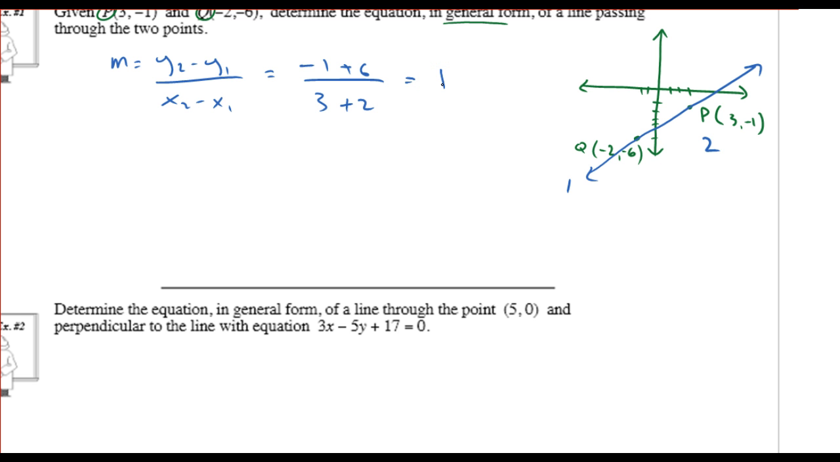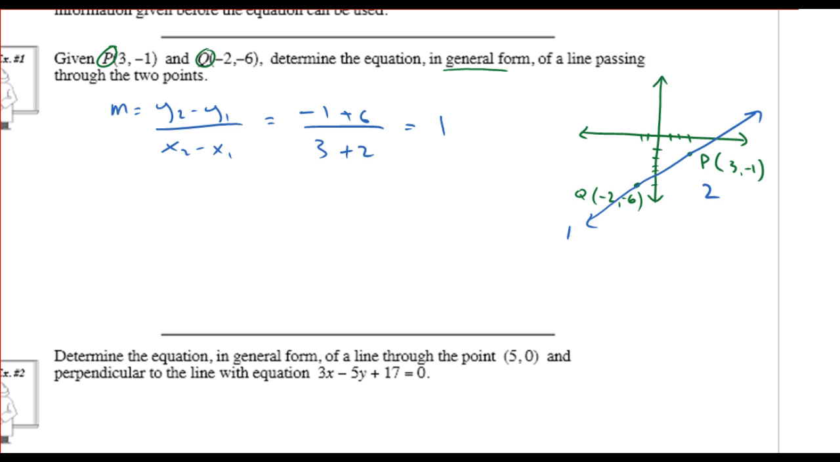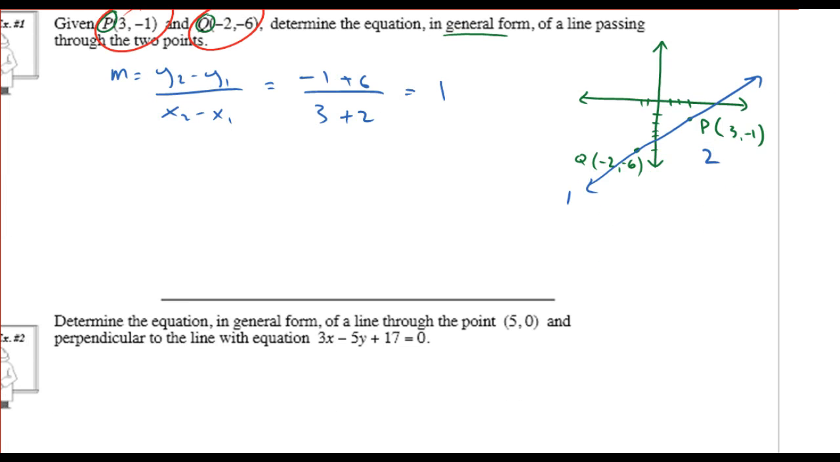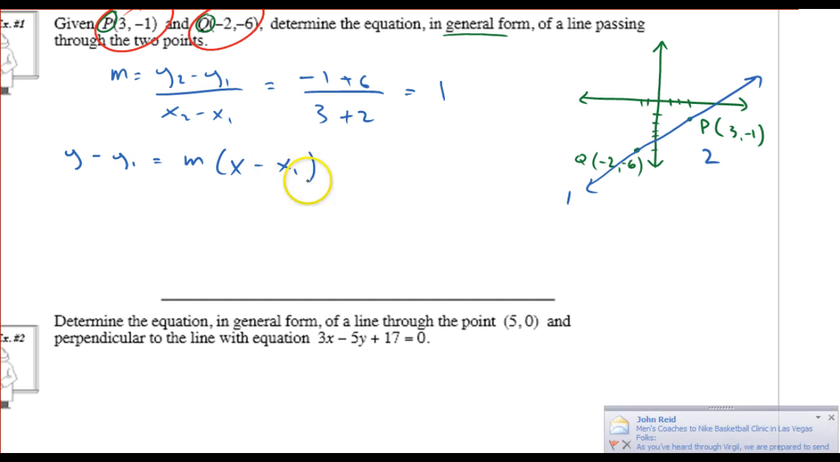All right, so once I have my slope, there's my m. I can use any of the points, any of the 2 points, and use my slope point form equation to come up with the equation for the line. So again, y minus y1 equals m x minus x1. Okay, so let's go ahead and fill in all our information here.